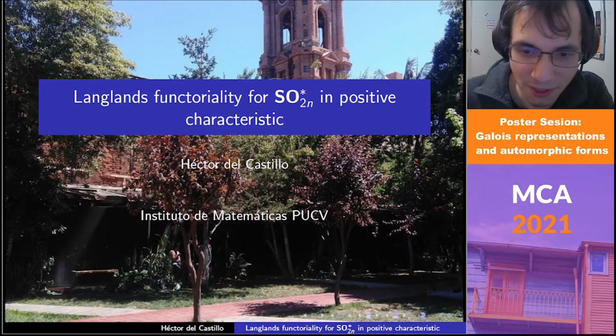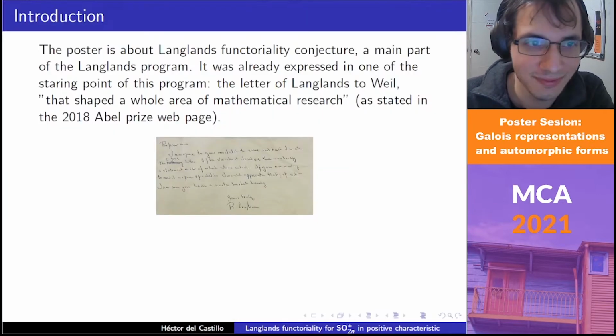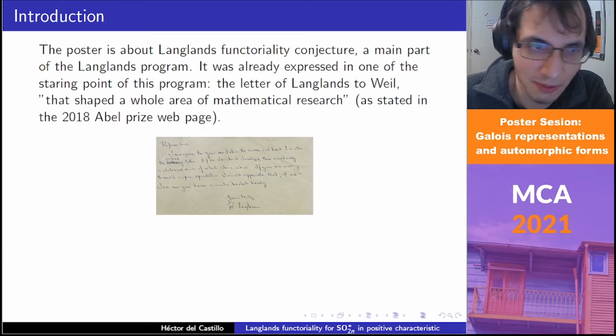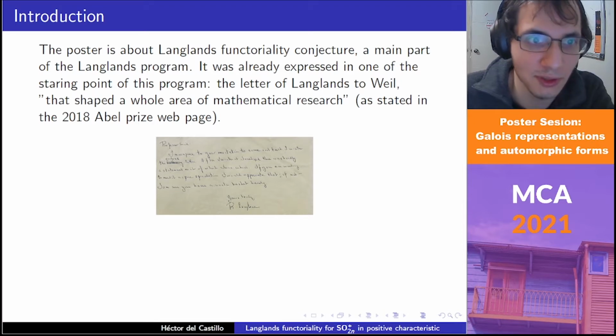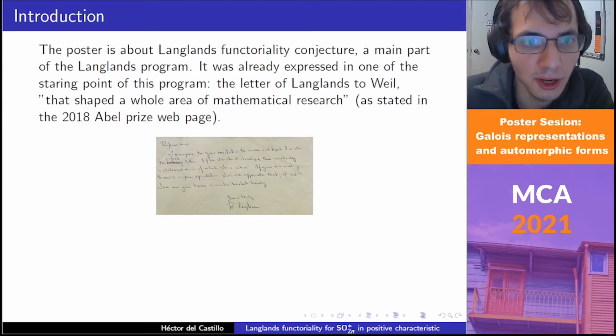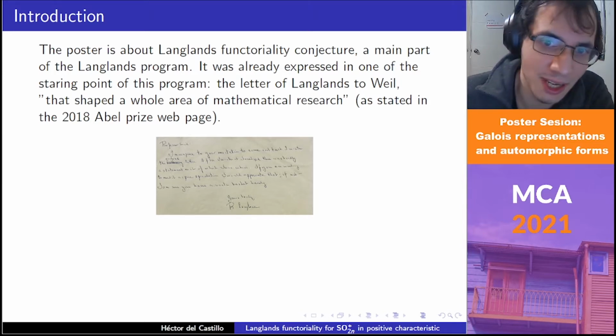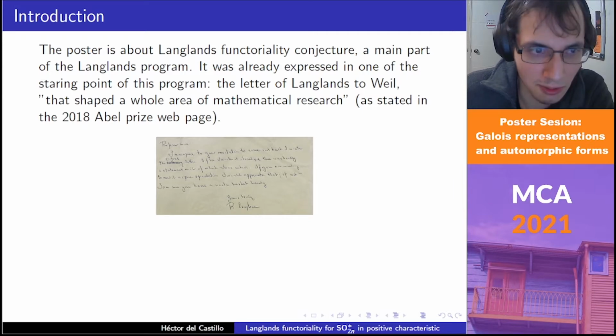Now let's begin with the mathematical discussion. The poster is about the Langlands Functoriality Conjecture, a main part of the Langlands program. It was already expressed in one of the starting points of this program, the letter of Langlands to Weil, that shaped a whole area of mathematical research, as stated in the 2018 Abel Prize webpage.